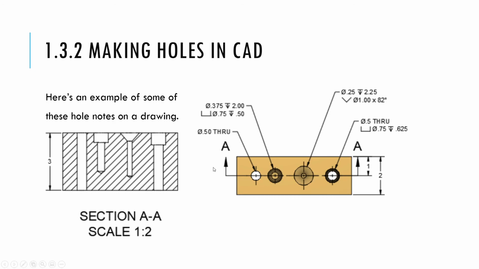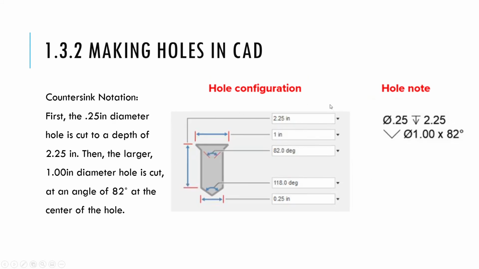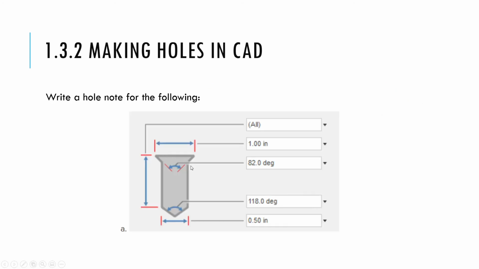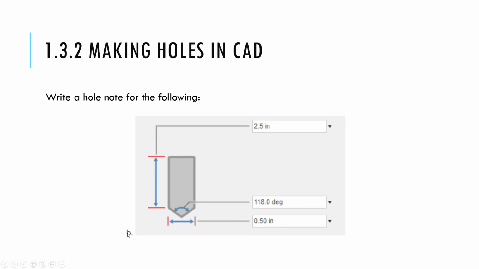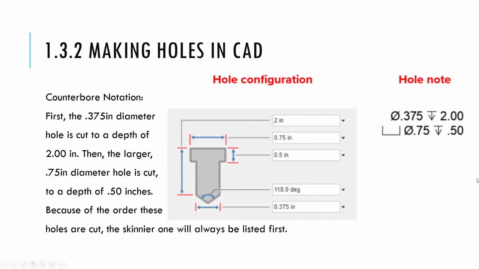So what I want you guys to do is, just like up here on this example, where you took the information that you needed out of here and made a hole note, you took the information out of here and made a hole note. These next 3 slides, A, B, and C, all have necessary information to make hole notes. So your hole notes are going to look like that.